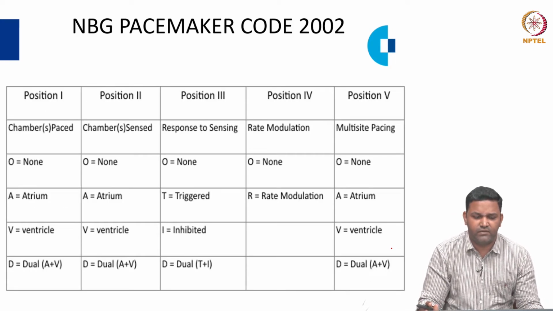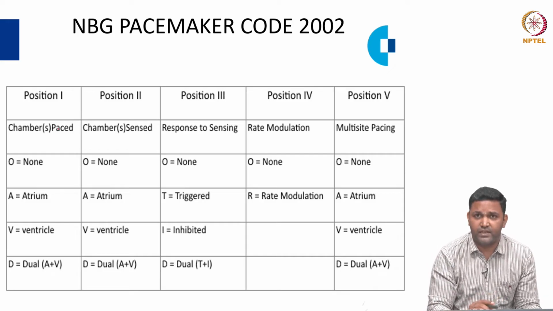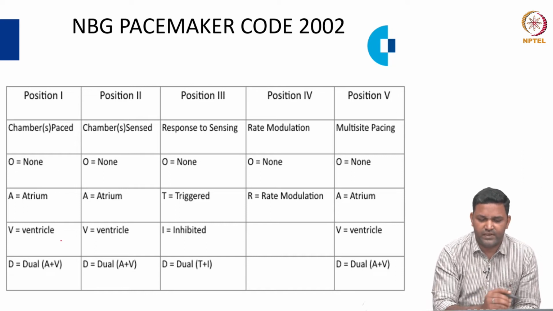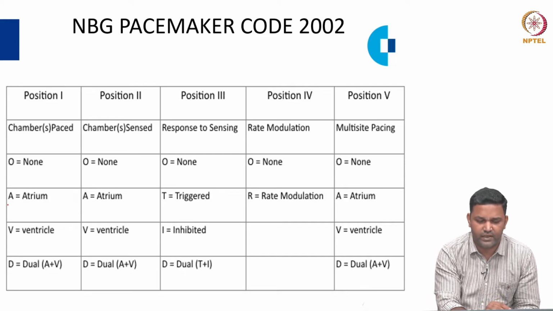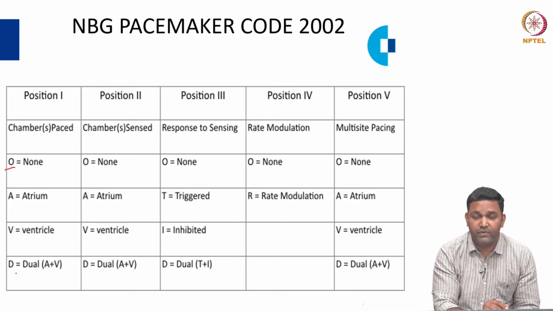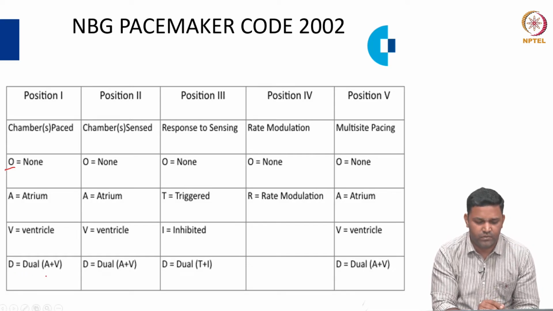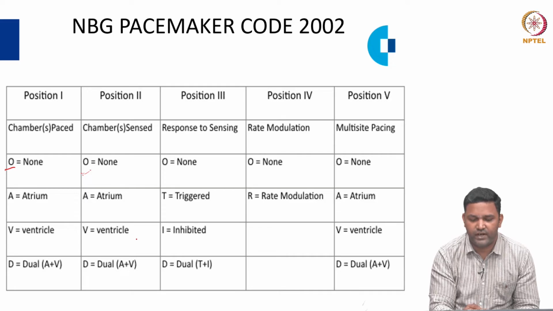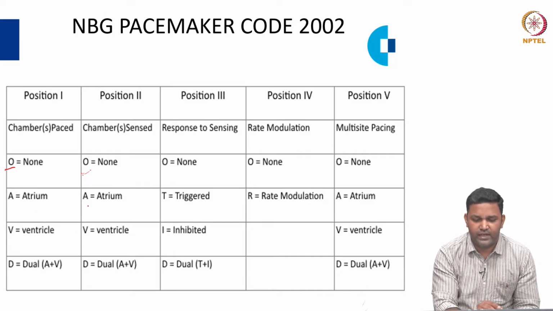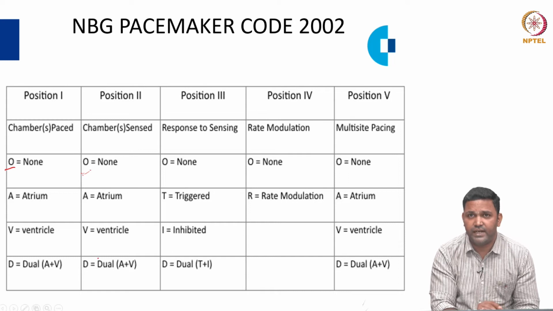First we will see what is the chamber paced. Definitely the patient will have at least a pacing lead in the atrium or ventricle. So it should be either A, V or D. It will never be 0. D means it's a dual chamber pacemaker: both atrium and the ventricle are paced. Second is also the same. You will always be able to sense either the atrium or ventricle or both. So it will be A, V or D.